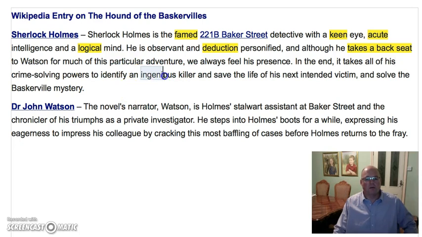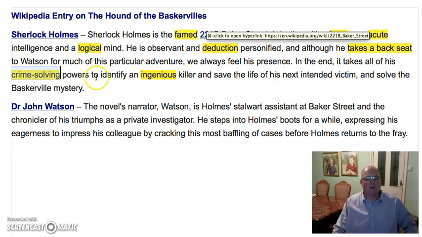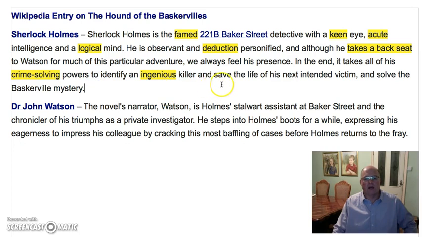And again, we've got an adjective on ingenious. And what sort of powers are there? Here we've got a compound word, two adjectives or two words being put together to form an adjective, and to save the life of his next intended victim and solve the Baskerville mystery. So you can see from their highlighting that there's some quite creative writing going on.